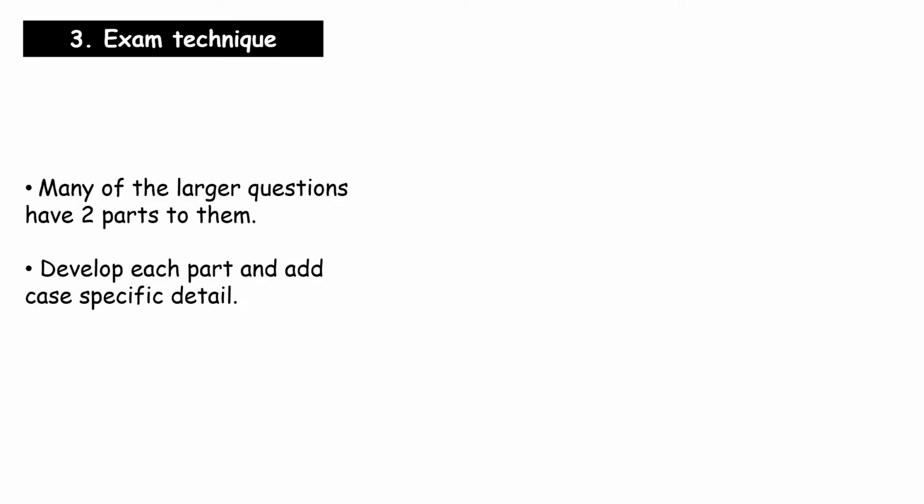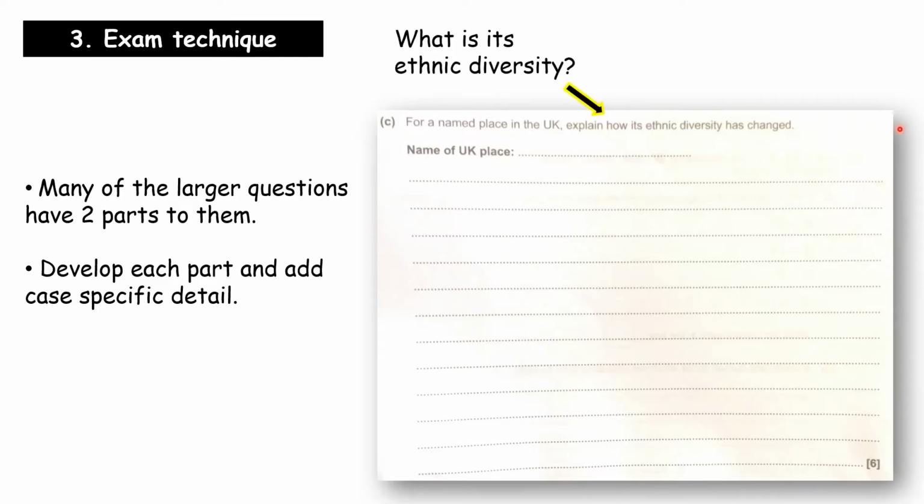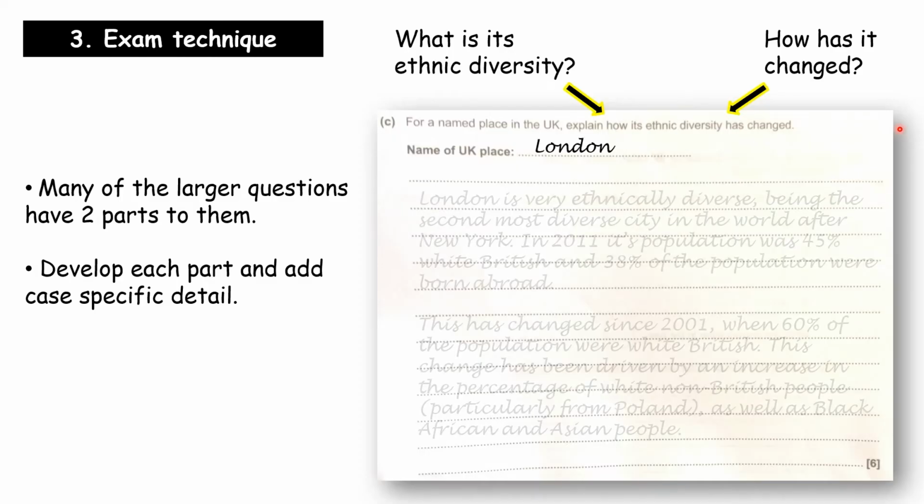Look and work out what the parts are, develop each part, and add case-specific detail. Here's a real question. A named place in the UK, explain how its ethnic diversity has changed. Now, what are the 2 parts? For this named place, we've got to say what its ethnic diversity is, and then we've got to say how it has changed. So let's put our place in. It's London in this example.